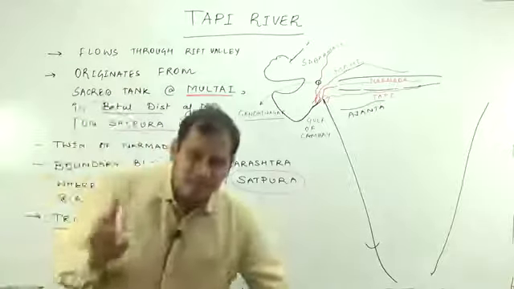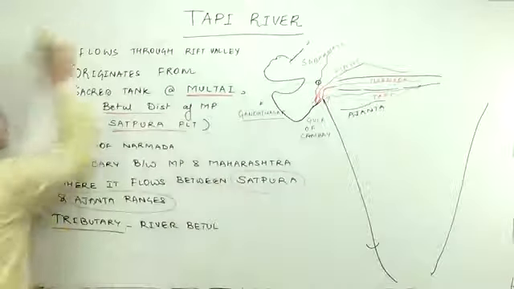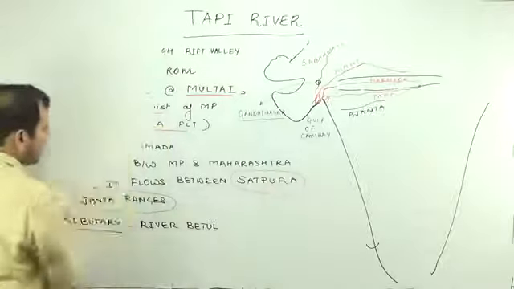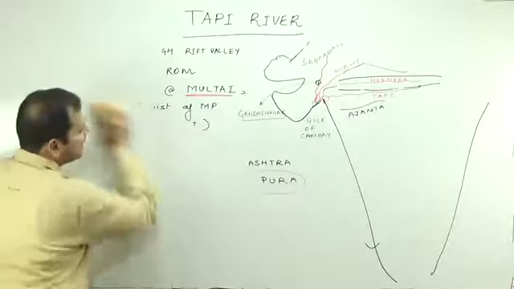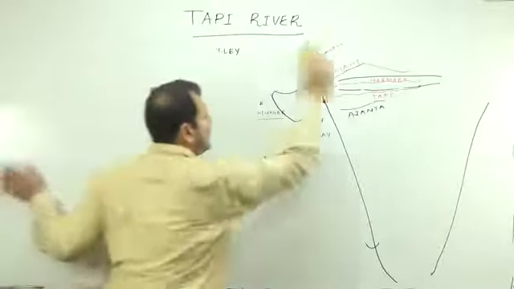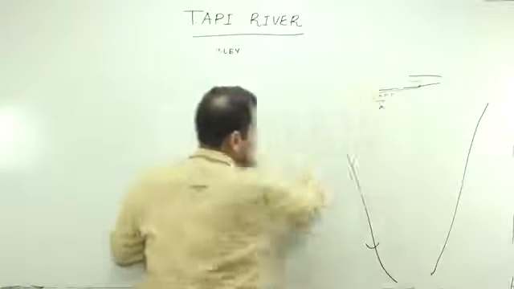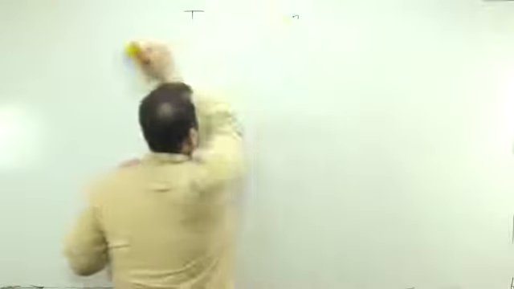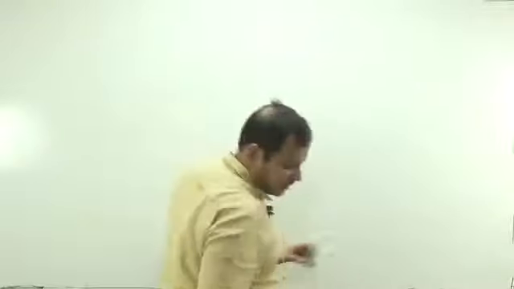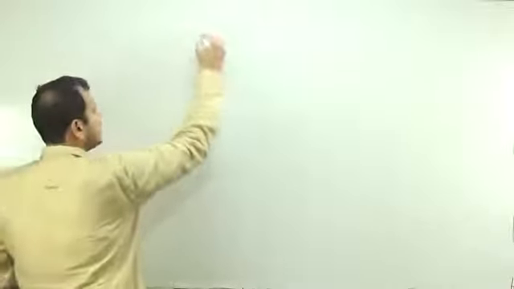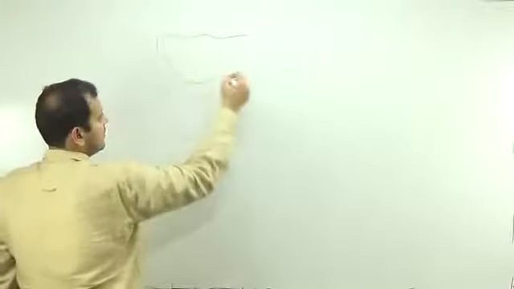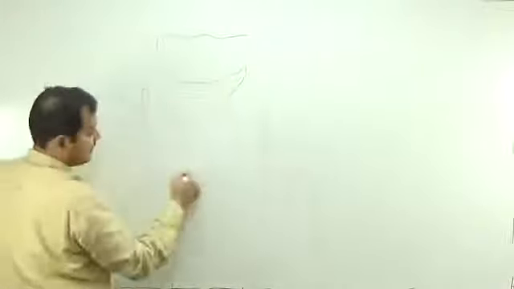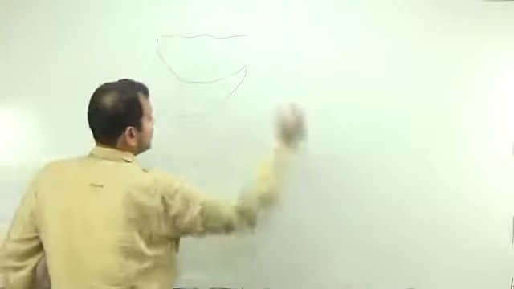After that, just let me revise what we have done. We have also done some of the rivers which form the inland drainage system in India. Let us revise. What are the four important rivers which form a part of inland drainage? Most of the inland drainage drains into the Gulf of Kutch region.